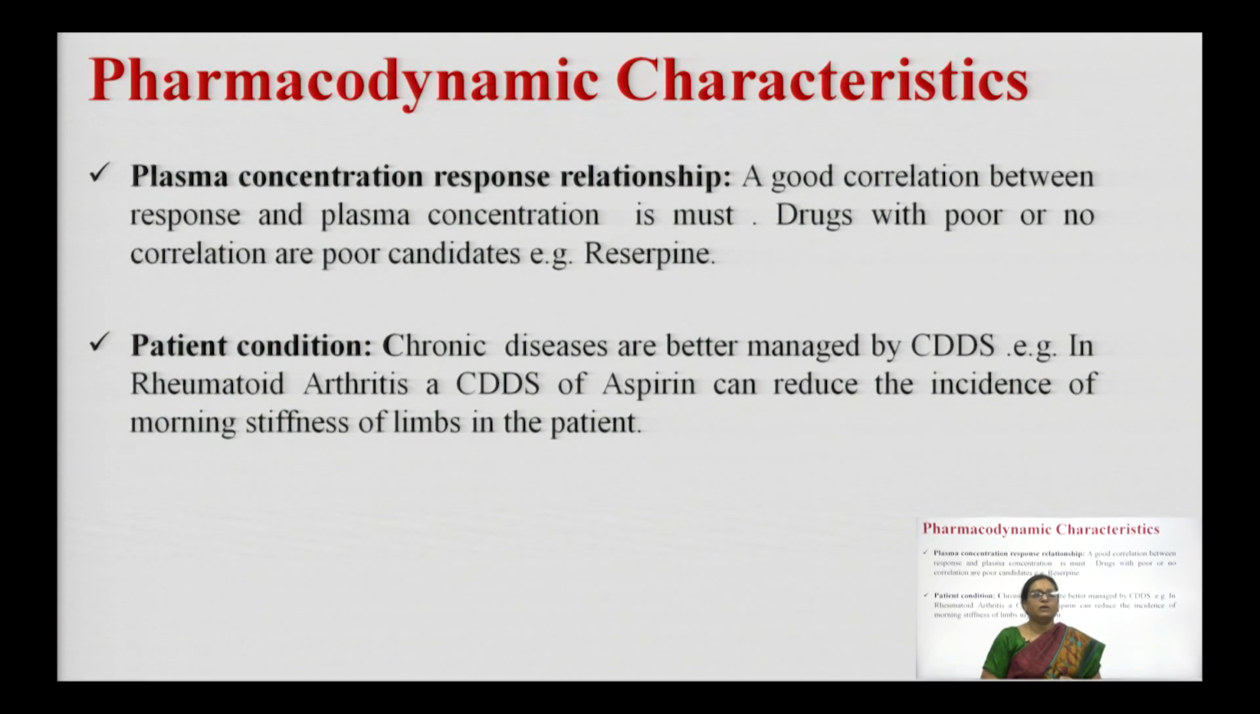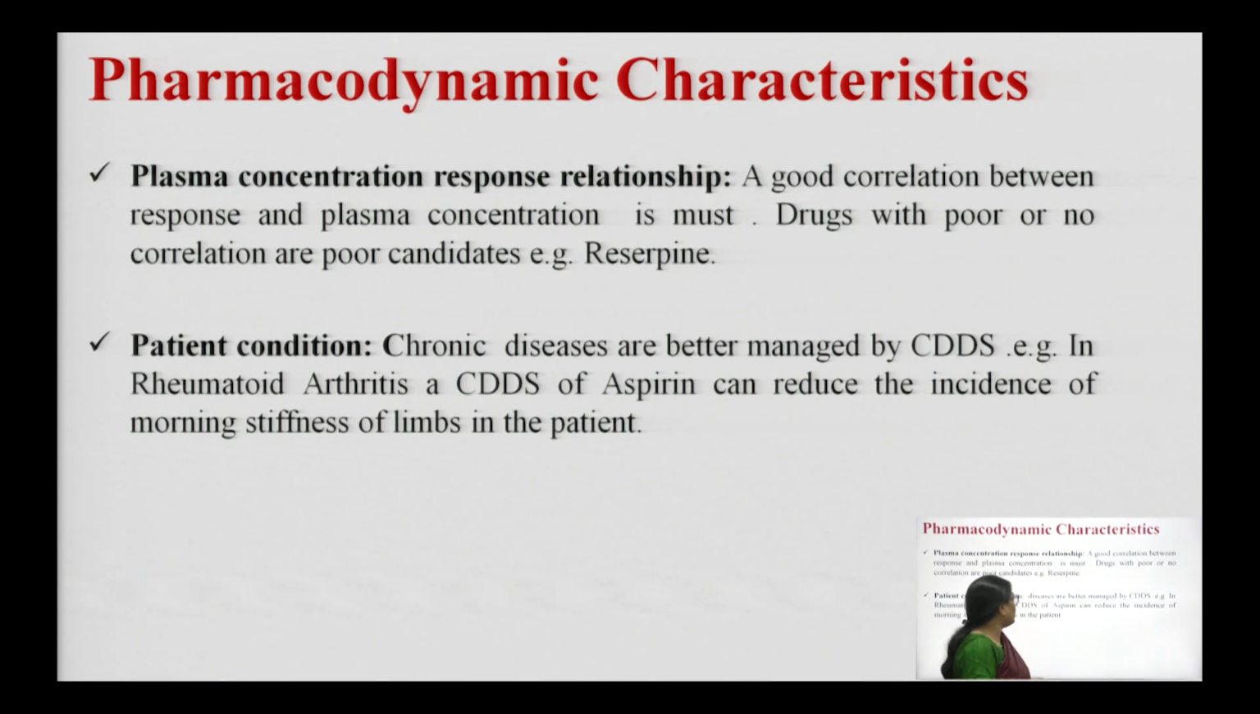Another pharmacodynamic characteristic is the plasma concentration response relationship. A good correlation between the response and plasma concentration of the drug is a must. Drugs with poor or no correlation are poor candidates for formulating as controlled drug delivery systems. Example of such a drug is Rizapine.